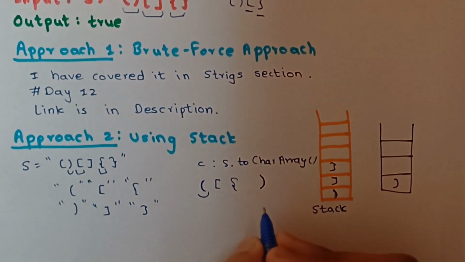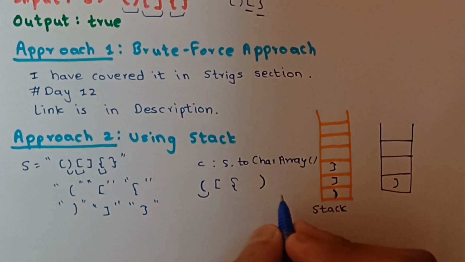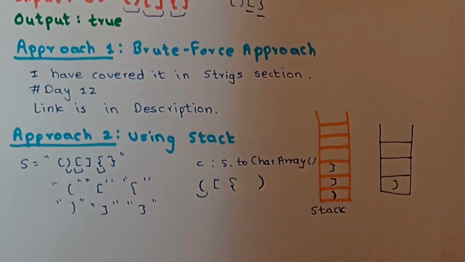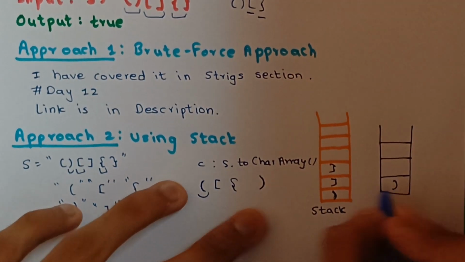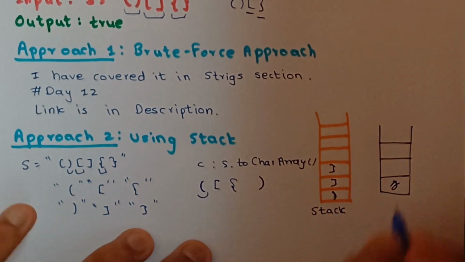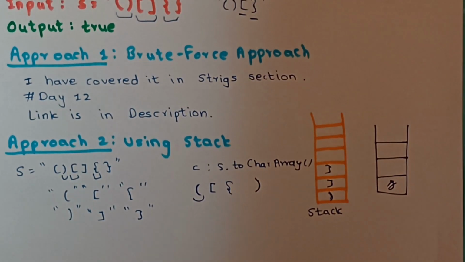Now it will not go in the if. It will go in the else if: the stack is empty, or after popping, this and this are equal, then we will pop it out. I will run the code while doing it on Leetcode, and you will understand better.